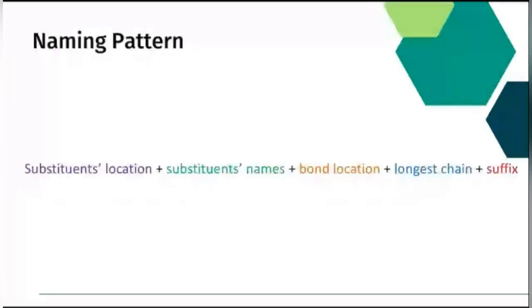So the naming pattern follows this trend. We have substituent location, substituent name, bond location, then the longest chain, then the suffix. It always follows this pattern. So you should know this. And also, don't forget to arrange the substituents in alphabetical order. Okay? And also, prefixes in substituents do not count as the letter to base on. So base the letter on the name of the substituent itself, not on the prefix. Okay?